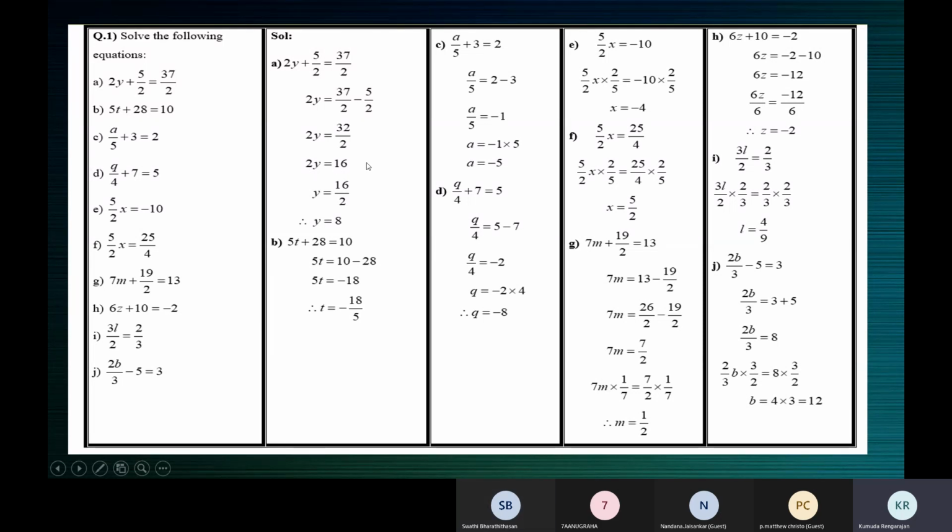You do not have to show all those steps. You'll have to divide both the sides by 2. So when you divide both the sides by 2, what is 2y by 2? y. 2y by 2 is y is equal to 16 by 2. 16 by 2 is 8. So y is equal to 8.